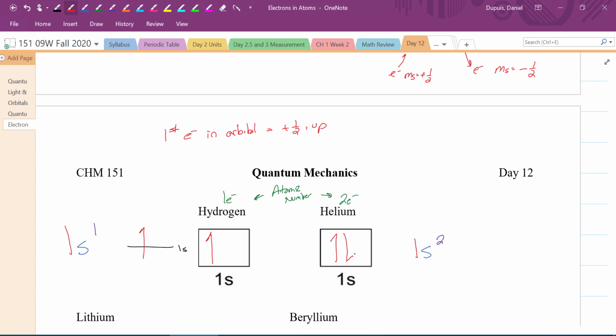Now I like to think of electron configuration as a big stadium seating, whether it's an actual stadium, or like a stage, concert hall, something like that.